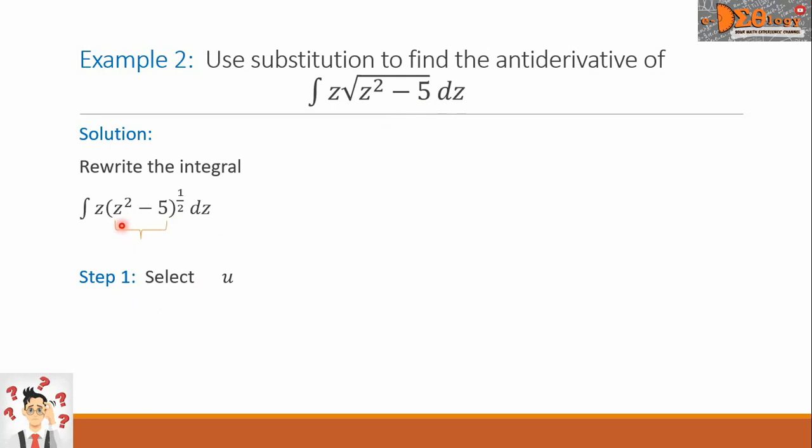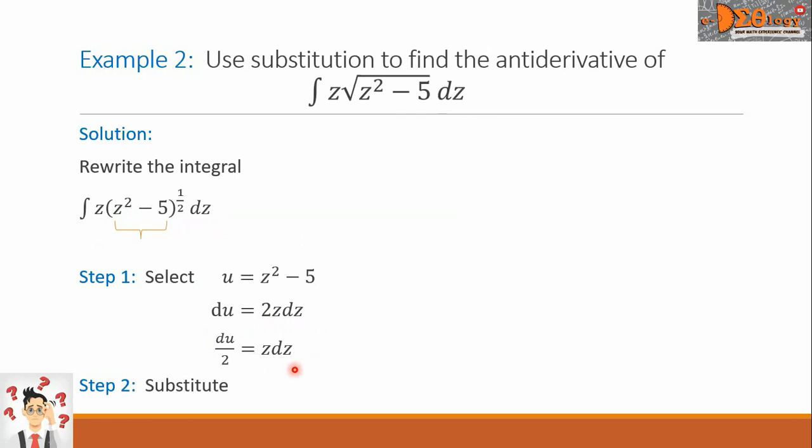And from here, let us do step 1 to select u. We're going to select the quantity z squared minus 5 as the u. And then let us take the derivative of both sides. So we have du equals 2z dz. Now considering the integrand, we have here the z dz, but the value of du equals 2z dz. This constant 2 on the right side we're going to eliminate by dividing this equation by 2. So we have now du over 2 equals z dz.